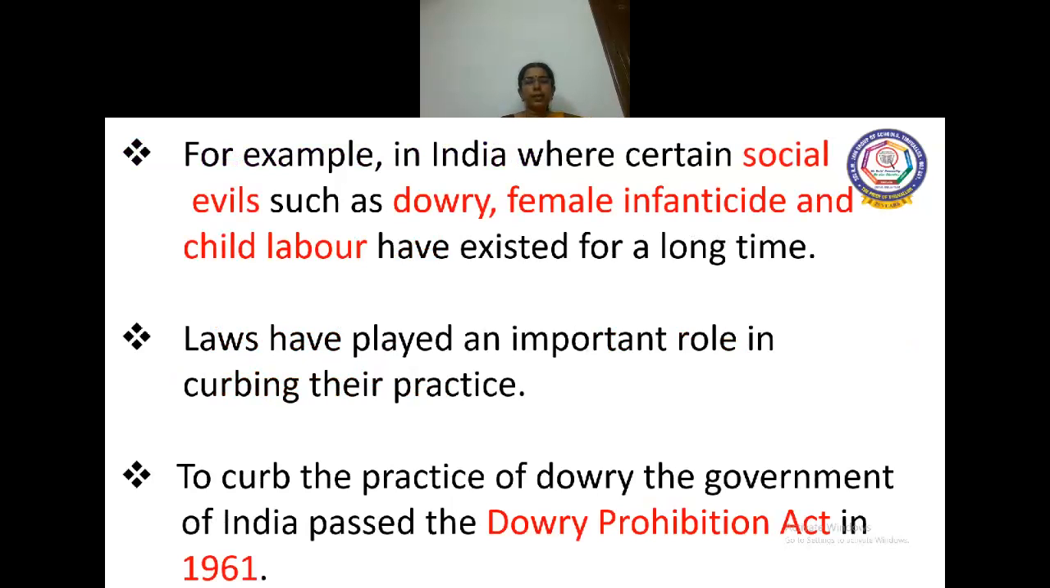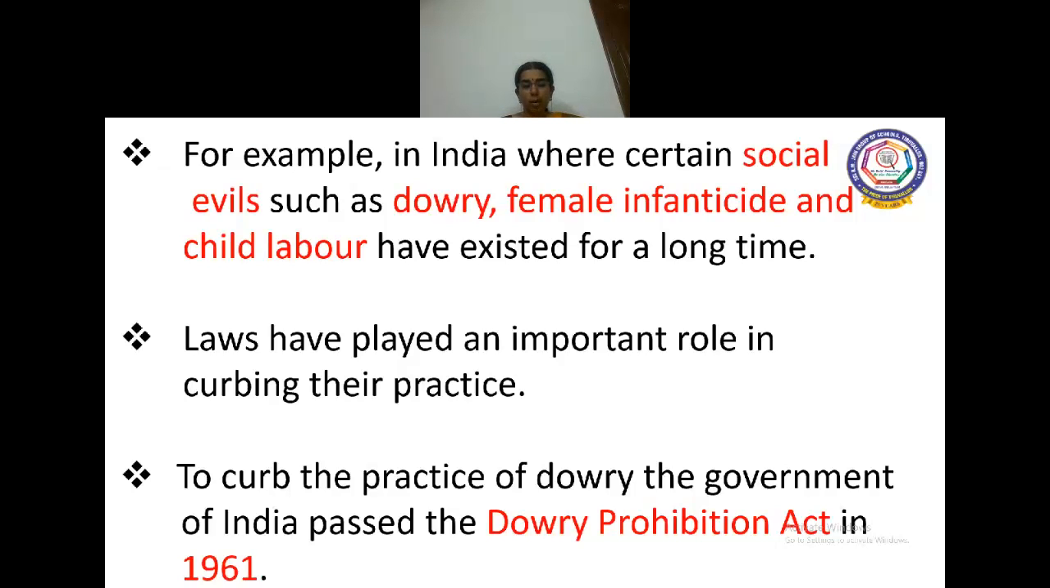And then, for example, in India, certain social evils such as dowry, female infanticide, and child labor have existed for a long time. For example, I want to say about this dowry system. Dowry is a practice of giving gift or money or property to the bridegroom by the bride's family at the time of wedding. Sometimes the bride's family could not provide all these things because of their inability. At that time, there would be torture from the bridegroom's family to the bride, mental torture to the bride's family. So, to curb this practice, our government of India brought the Dowry Prohibition Act in 1961 to curb the practice of giving dowry or accepting dowry.